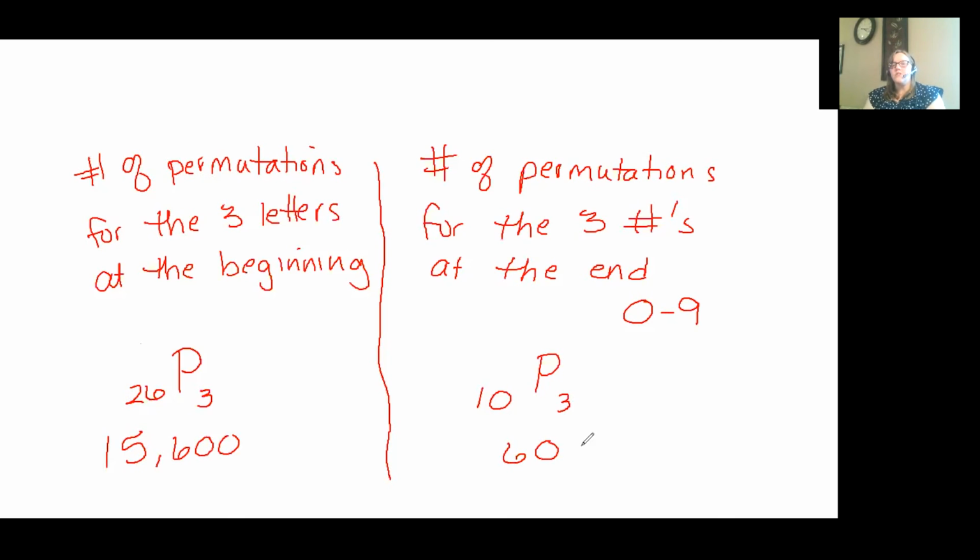All right, but those are separately. This is saying that you have 15,600 options for the letter part, and you have 60 options for the number part. But we need to find how many options for all of them together.